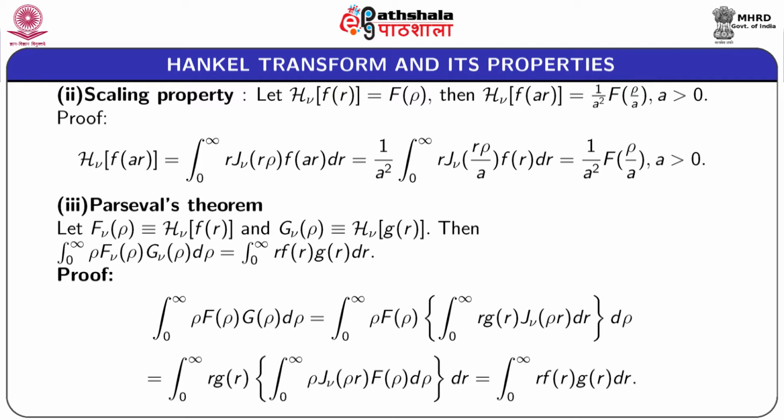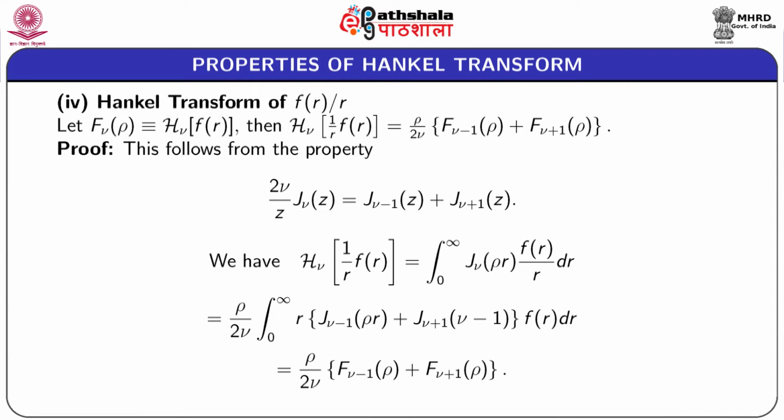Now we interchange the order of integration, and we get integral from 0 to infinity r g(r) dr, integral from 0 to infinity rho J_nu(rho r) F_nu(rho) d rho, and the inner integral, by the inverse of the Hankel transform, we can write as f(r). So, this gives integral from 0 to infinity r f(r) g(r) dr. So, Parseval theorem is proved.